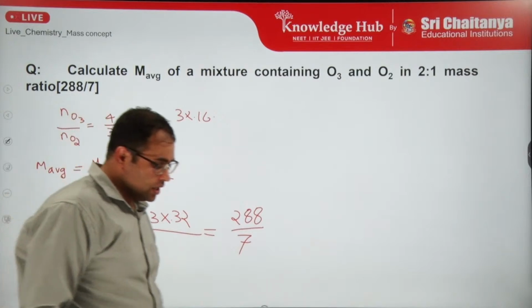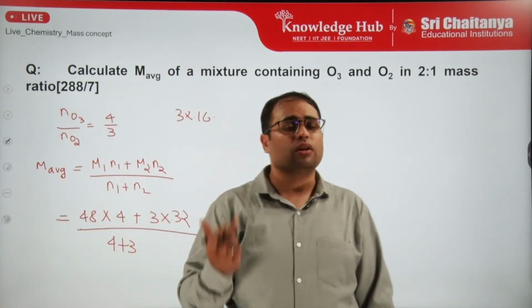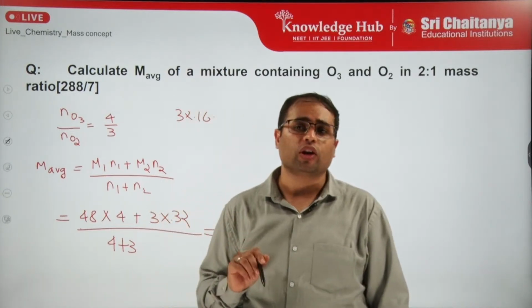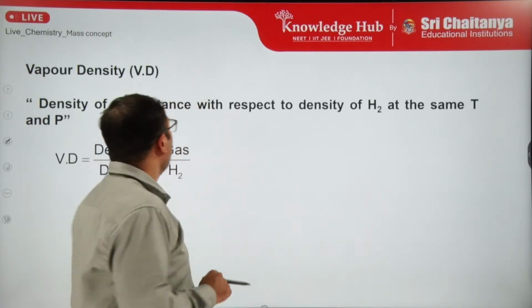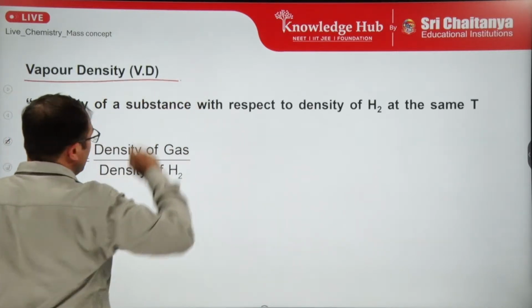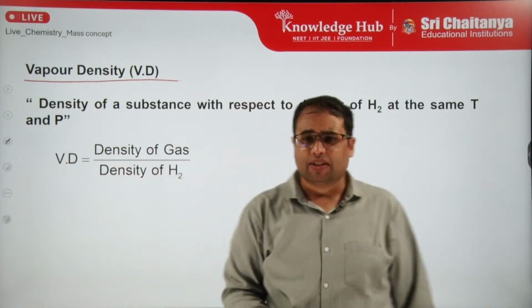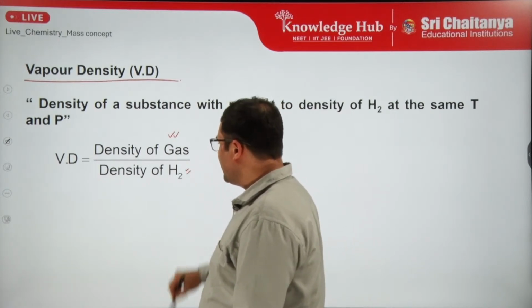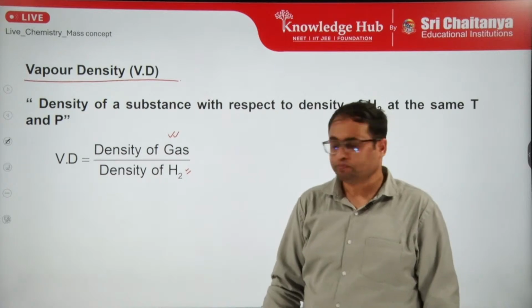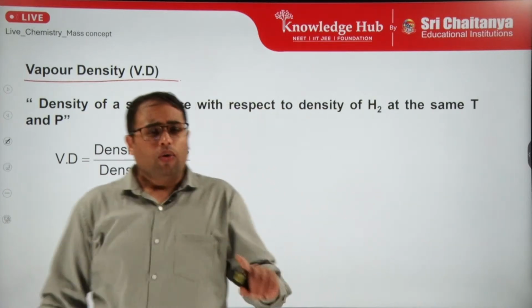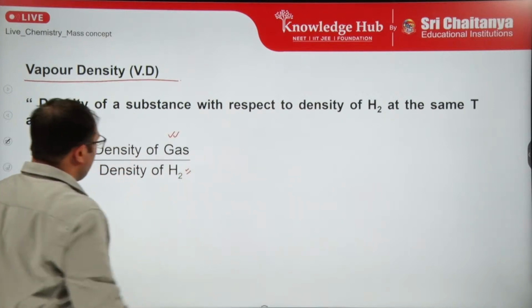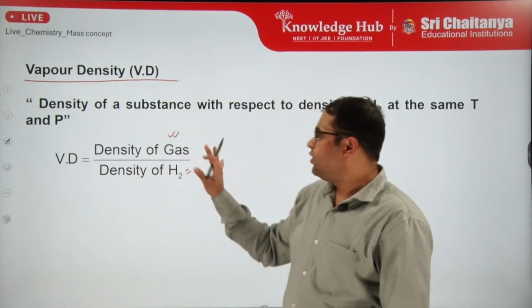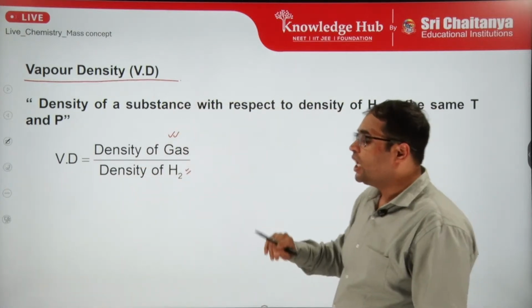Now after these numericals, let us move on to another concept which is often used in finding the molar or molecular masses, and that concept is vapor density. So what is vapor density? Simply, it is the density of any gas divided by the density of H2. Normally, the density of the gas and the density of H2 are not given to you in the question. We have to simplify this formula further.